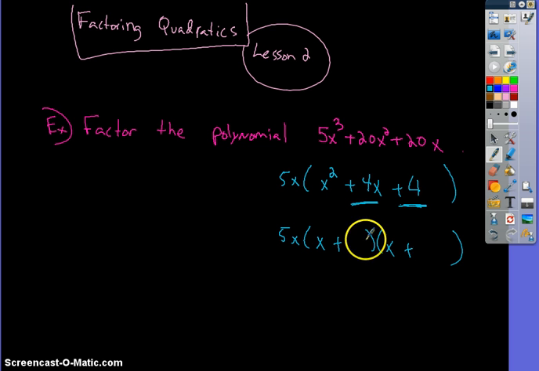Now the question is, what are the numbers I need here? What numbers multiply to be 4 and add to be 4? Well, you might know that's 2 and 2.